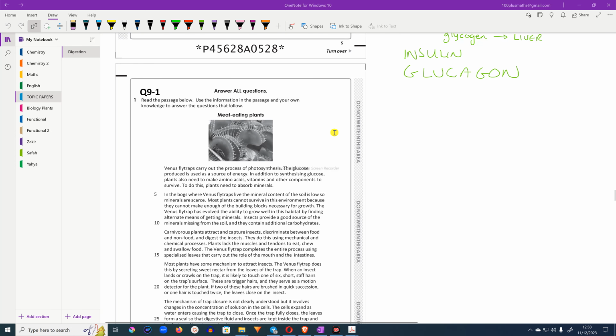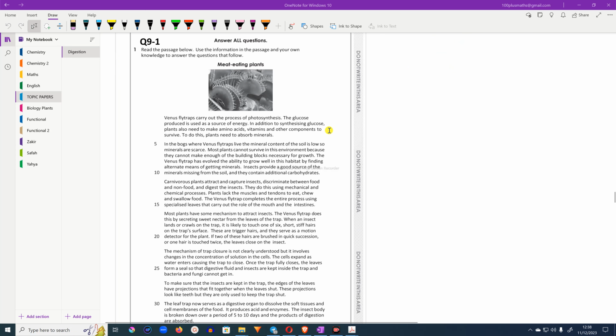Right, so what we're looking at is question 9. And this is normally in paper 2, so this is the more difficult version. So you've got to read all this.